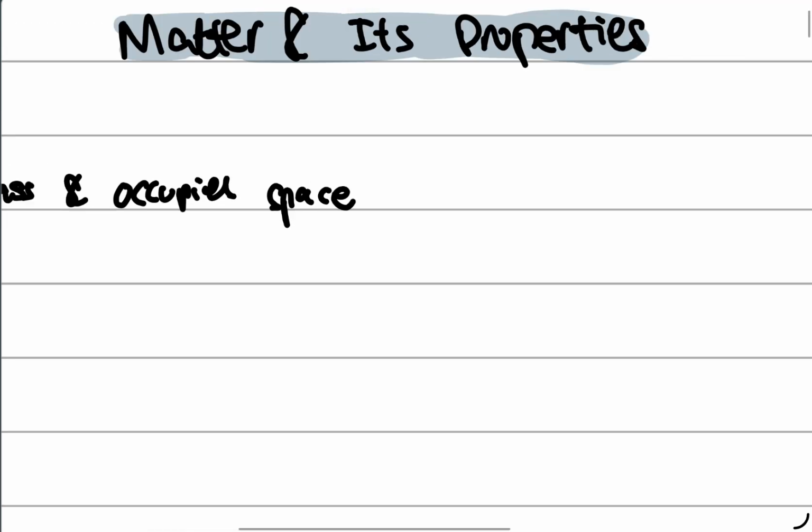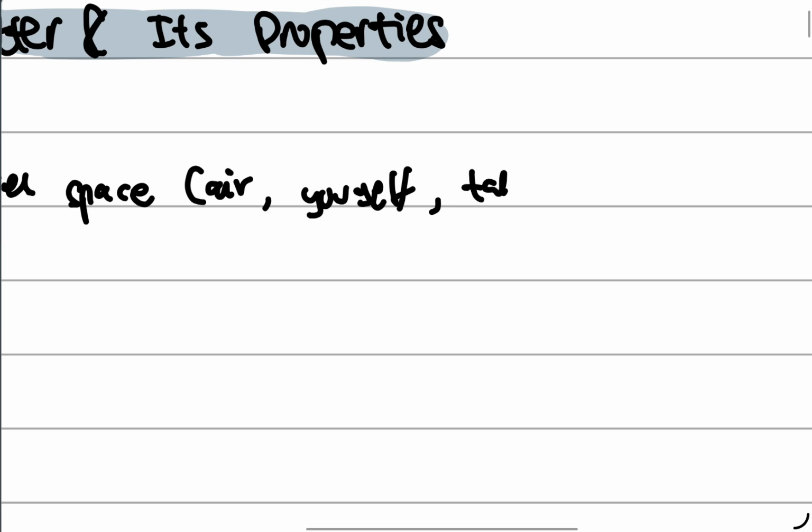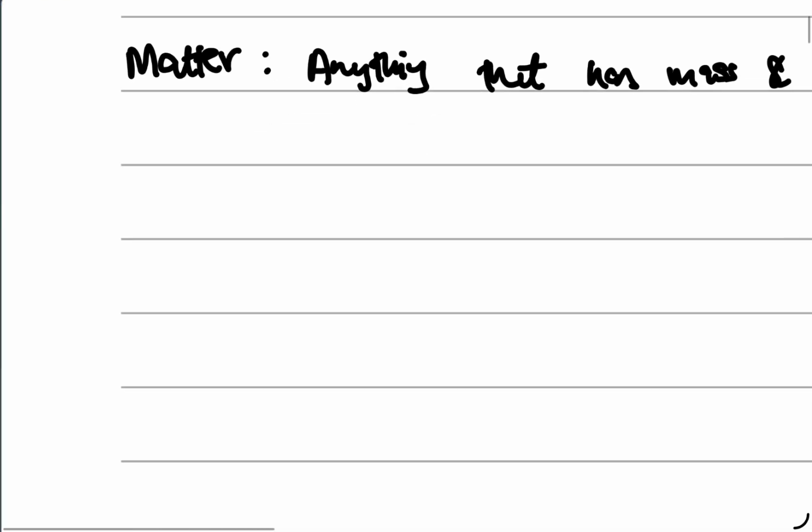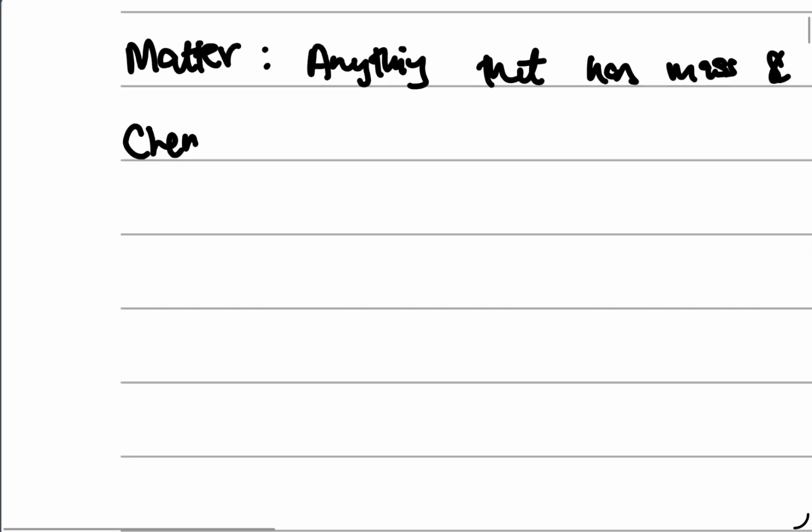Matter: anything that has mass and occupies space. And that can be literally anything, so like air, yourself, like a table. It can literally be anything. Everything is matter. And the study of this matter is what we call chemistry.